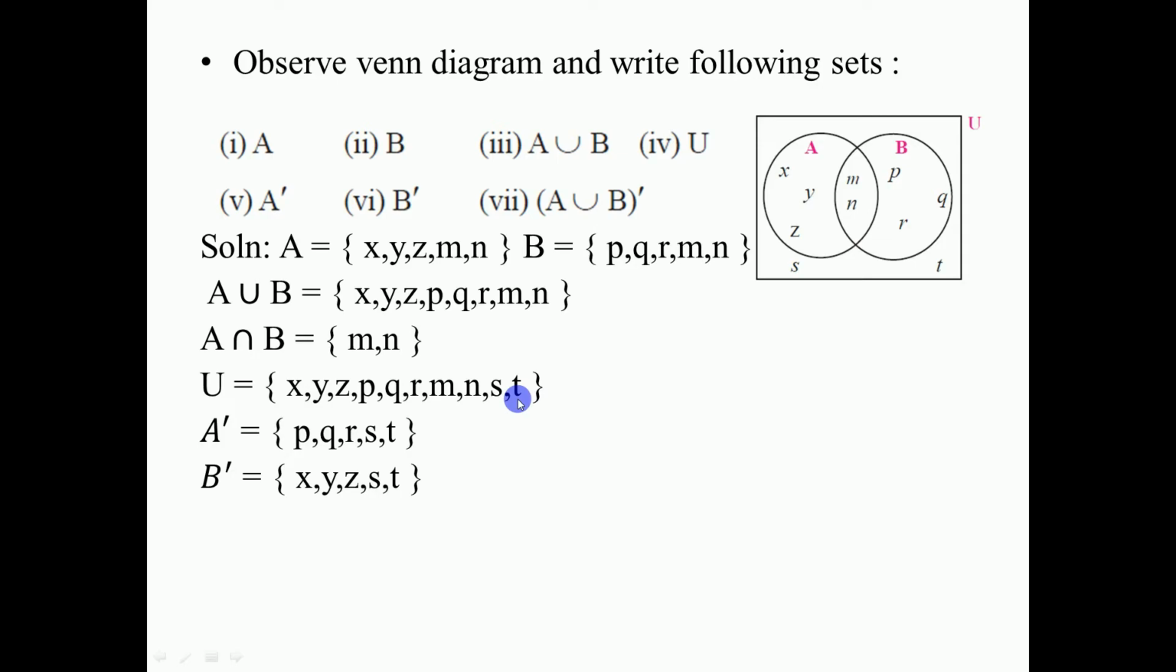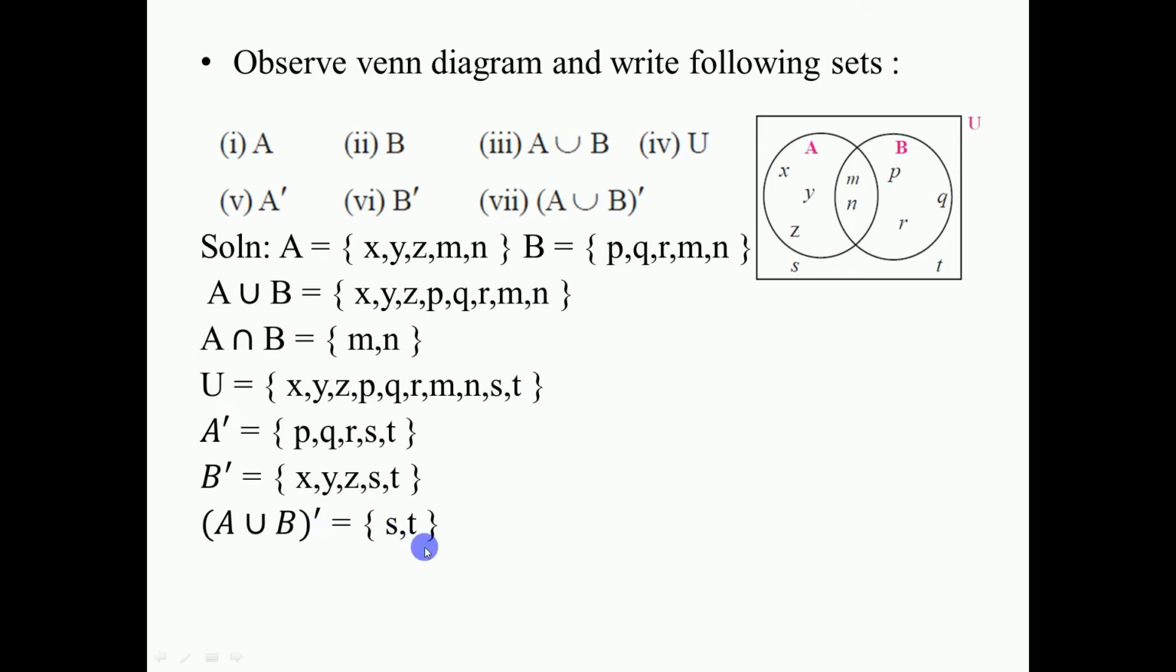Now let us find the last one, which is A union B complement. We will perform the same operation. As you can see, in the A union B set you have X, Y, Z, P, Q, R, M, N. So I am going to eliminate all these elements from the universal set. When you remove these elements from the universal set, you will be left with only S and T. So S and T will be the A union B complement set.